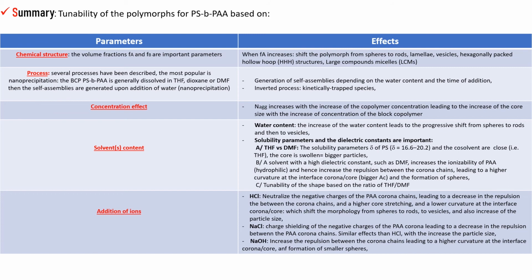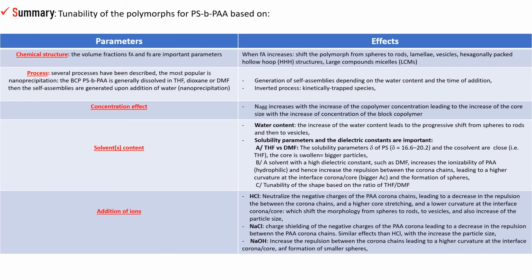The concentration effect: the aggregation number Nagg increases with the copolymer concentration, leading to an increase of the core size. Regarding the solvent content, for the water content, the increase in the water content leads to the progressive shift from sphere to rods and then to vesicles. The second effect of increasing water content is to increase the size of the vesicles as well.